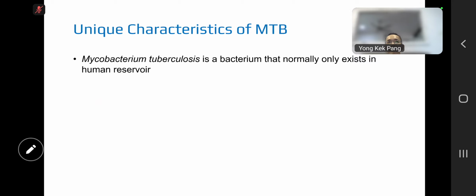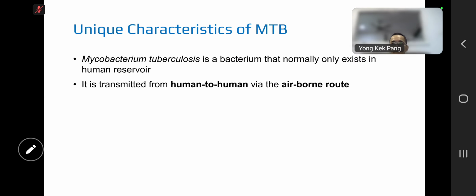This is in contrast with the atypical Mycobacterium, right? Or the so-called environmental Mycobacterium, or sometimes we call it the non-tuberculous Mycobacterium, where it is present in our surroundings. Whereas TB usually is transmitted from human to human. And the commonest modality of transmission is airborne, right? Through the droplet nuclei.